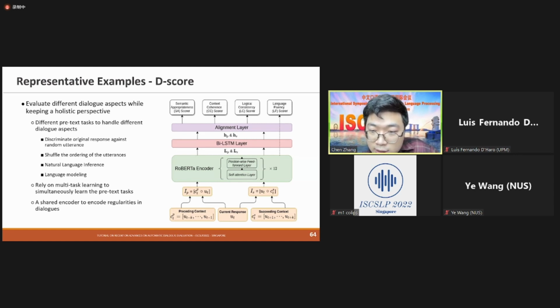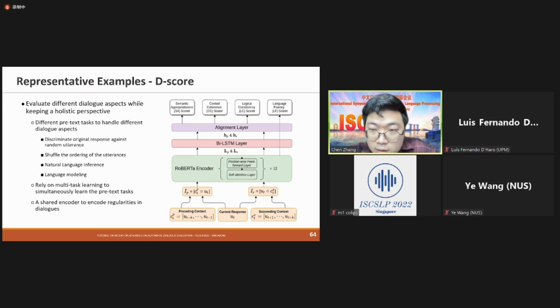We just swap the order of the current response with one utterance in the preceding context or one utterance in the succeeding context. So normally this ordering shuffling tries to capture the coherence of the responses.